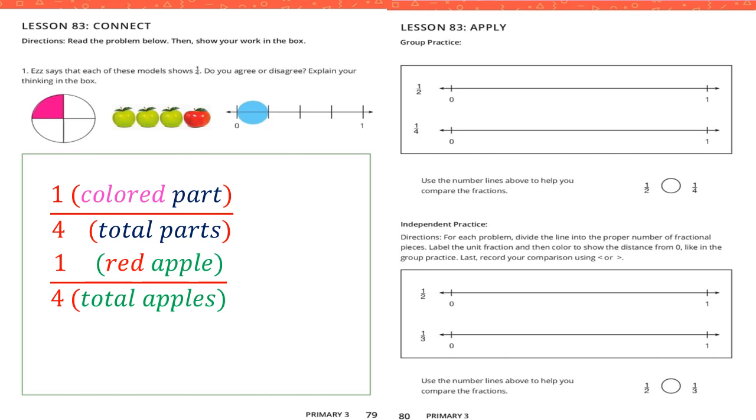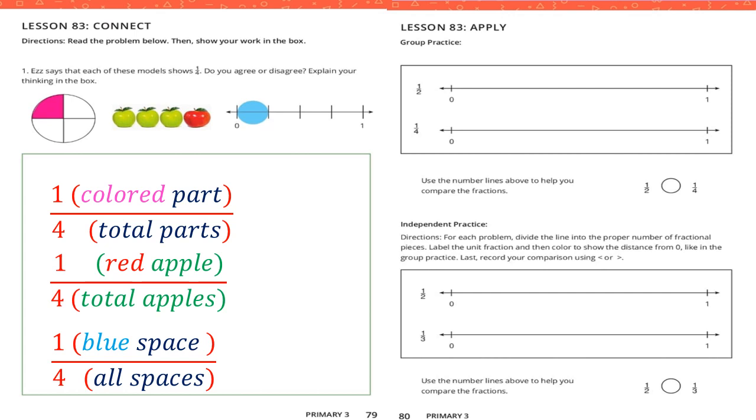The third model, we have a number line. How many colored distances here? 1. How many total parts or total pieces? 4. So the colored parts are 1 and the total parts are 4. So the fraction here is 1 out of 4. Do you agree or disagree? Yes, I agree.